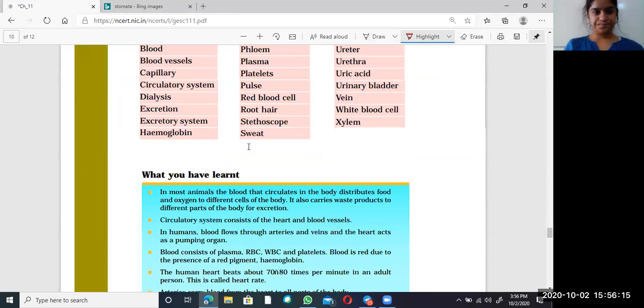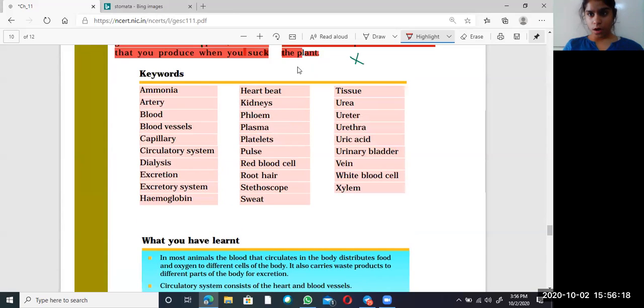Now it's better. Let's look at the keywords. Ammonia. What's ammonia? Quick answers, everyone. Use your brain. Ammonia is the waste which is produced by the fishes. Arteries are those blood vessels which carry the blood from the heart to the other parts of the body, and they carry oxygenated blood.